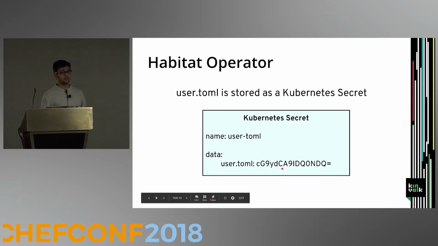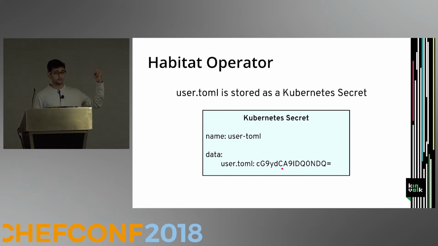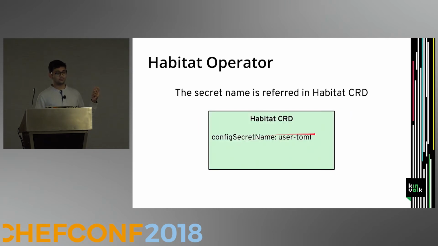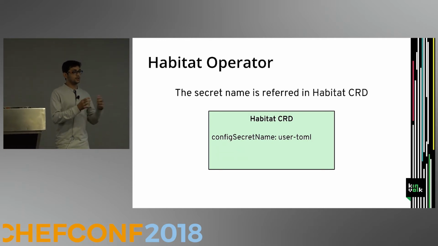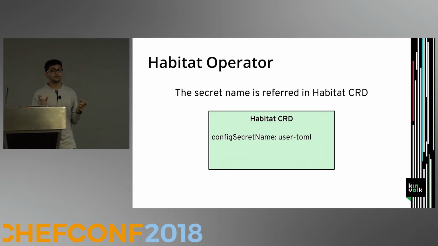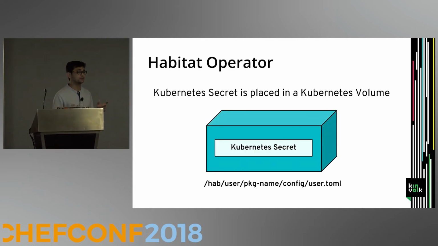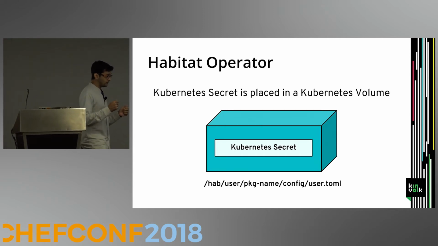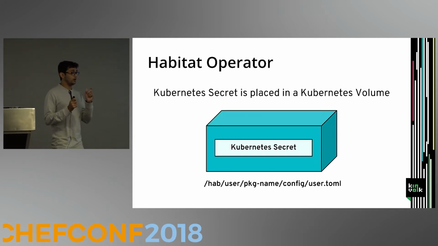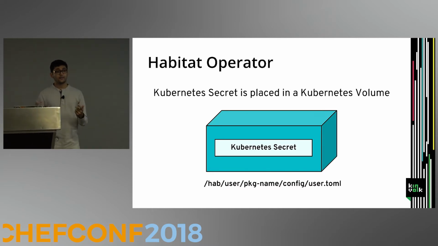Now what this secret does is that now we have a Kubernetes object. We pass the name of the secret. Keep a lookout on the name here. We pass this name to the habitat CRD by the key config secret name. Now this tells Kubernetes that this specific habitat object needs to find this specific Kubernetes secret. And we use this Kubernetes secret inside a Kubernetes volume and mount it in the path where habitat expects it. So now if Kubernetes places the user.toml file at that path, the habitat supervisor can pick up the changes in it and naturally apply them.